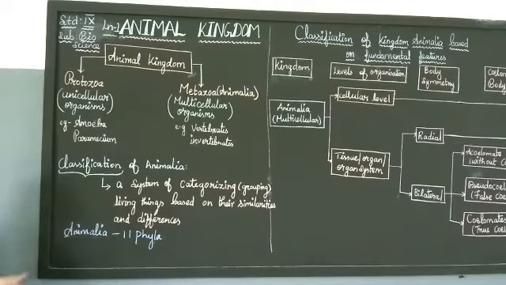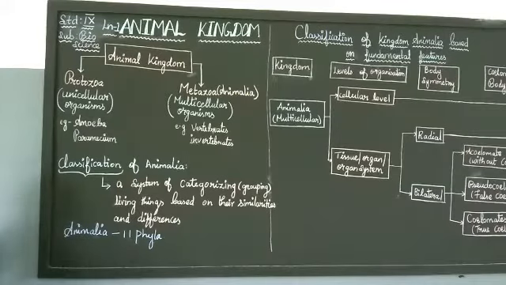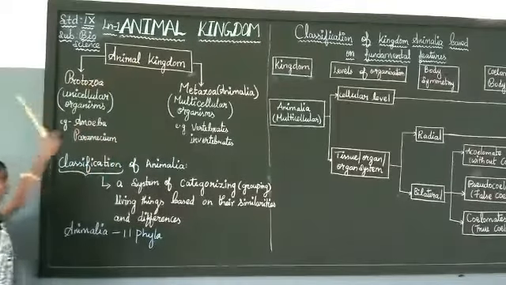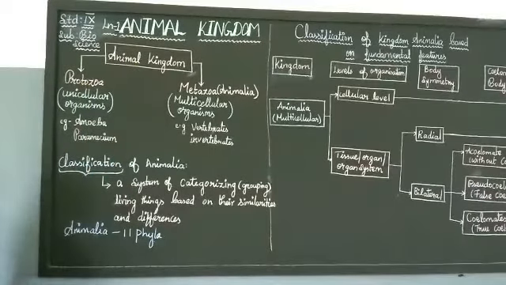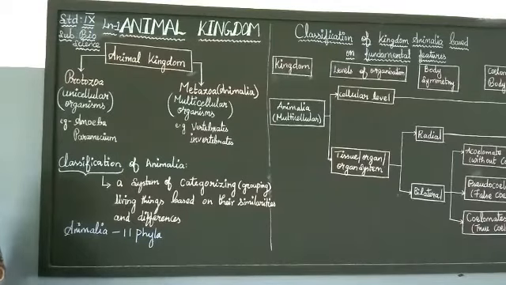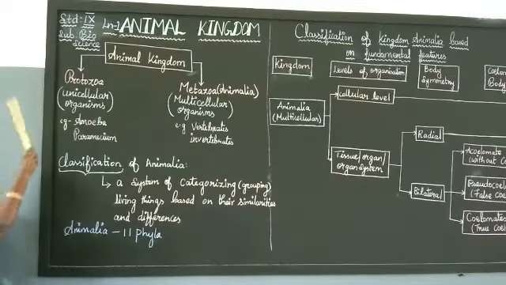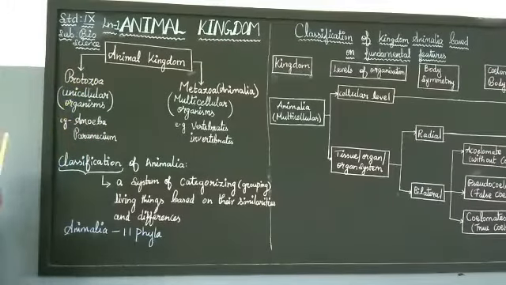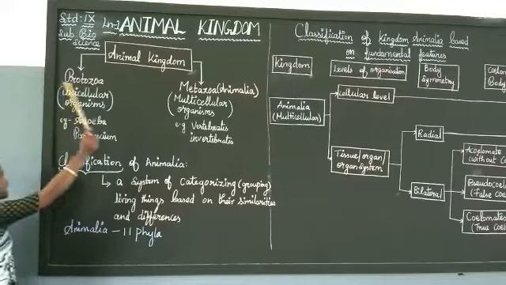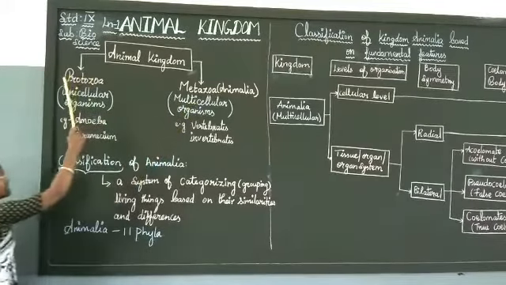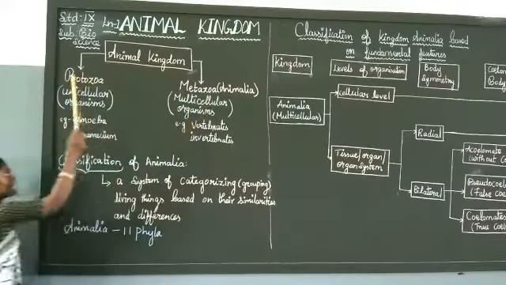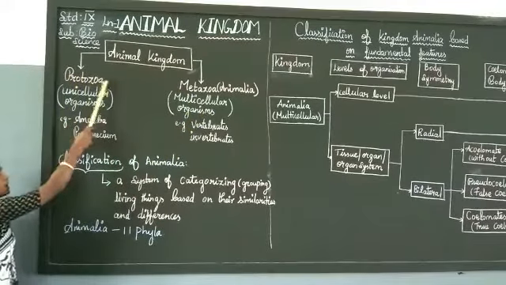Okay, the entire animals which are present on the earth come under one kingdom, that is the animal kingdom. This animal kingdom is divided into protozoa and metazoa. So, the animal kingdom is divided into protozoa and metazoa. Let us see what is protozoa.